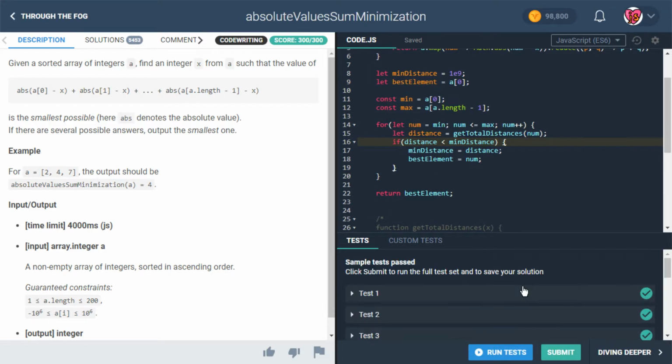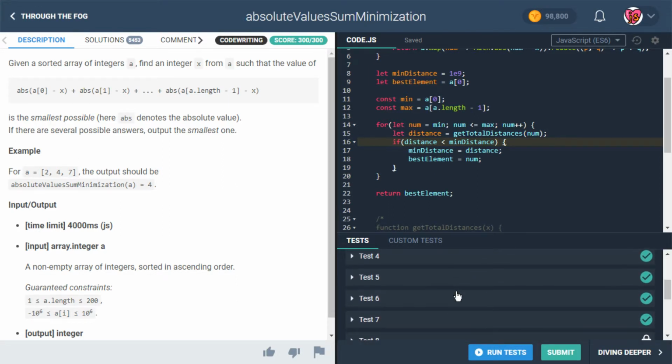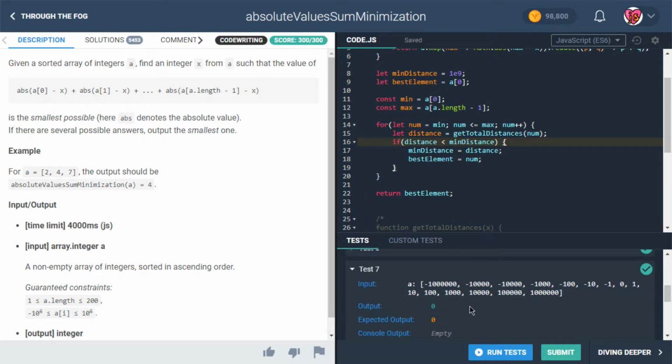But when we get into something like, oh okay, I'm actually kind of surprised by that. Test 7, I was not expecting that one to work, I have to say, because if we look at this, it's going from -1 million all the way up to +1 million. So, kind of surprising there. It still got the right value. I thought it was going to time out. Okay, well, good to know.